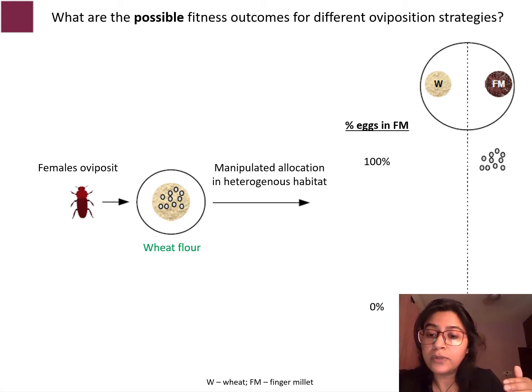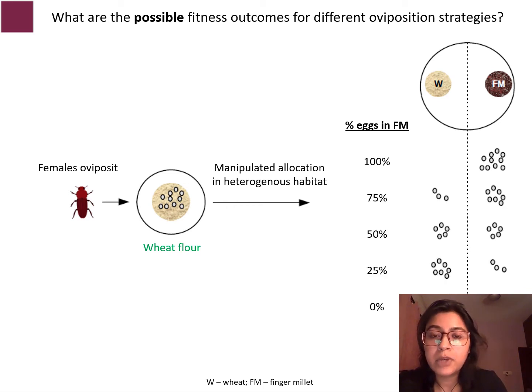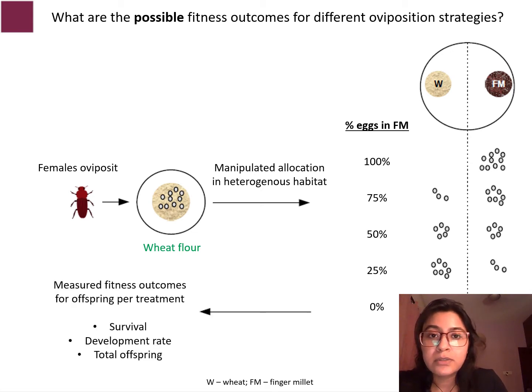We either placed all of a female's eggs in wheat or all of them in finger millet. We also sampled the quartile values of egg allocation. So we had an experimental setup that tested the entire distribution of possible egg allocation in quartiles and simultaneously paired these manipulated egg allocation values with the natural range of fecundity in the species. Using these data, we allowed the offspring to develop for 21 days and measured their survival, development rate, and the total number of offspring. And I will show you what these data look like in the next slide.